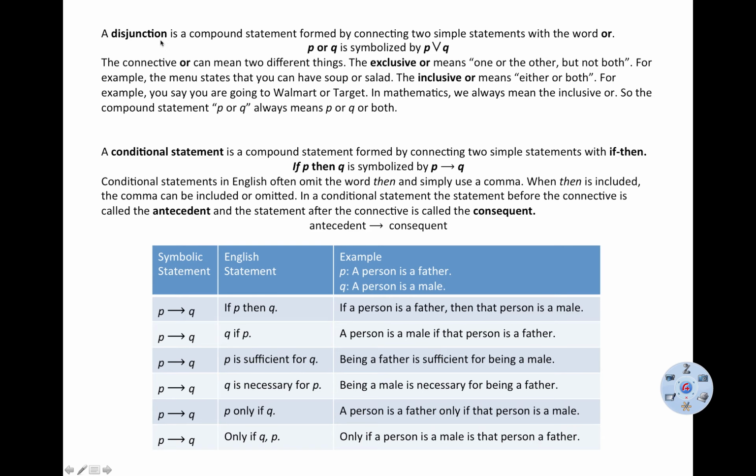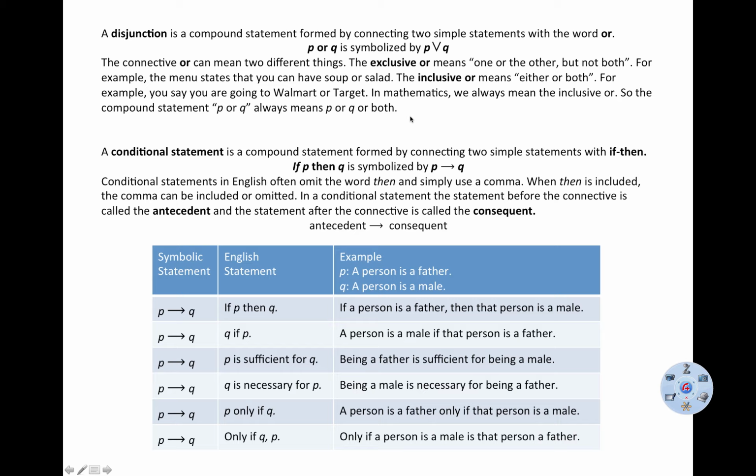Okay, a disjunction is a compound statement formed by connecting two simple statements with the word or. P or Q, and here's the symbol for that, like we mentioned in the previous slide. So the connective or can mean two different things. We've got the exclusive or, which means one or the other, but not both. For example, the menu states that you can have soup or salad. Try to convince the waiter that you get both for the same price. No, soup or salad, one or the other, but not both.